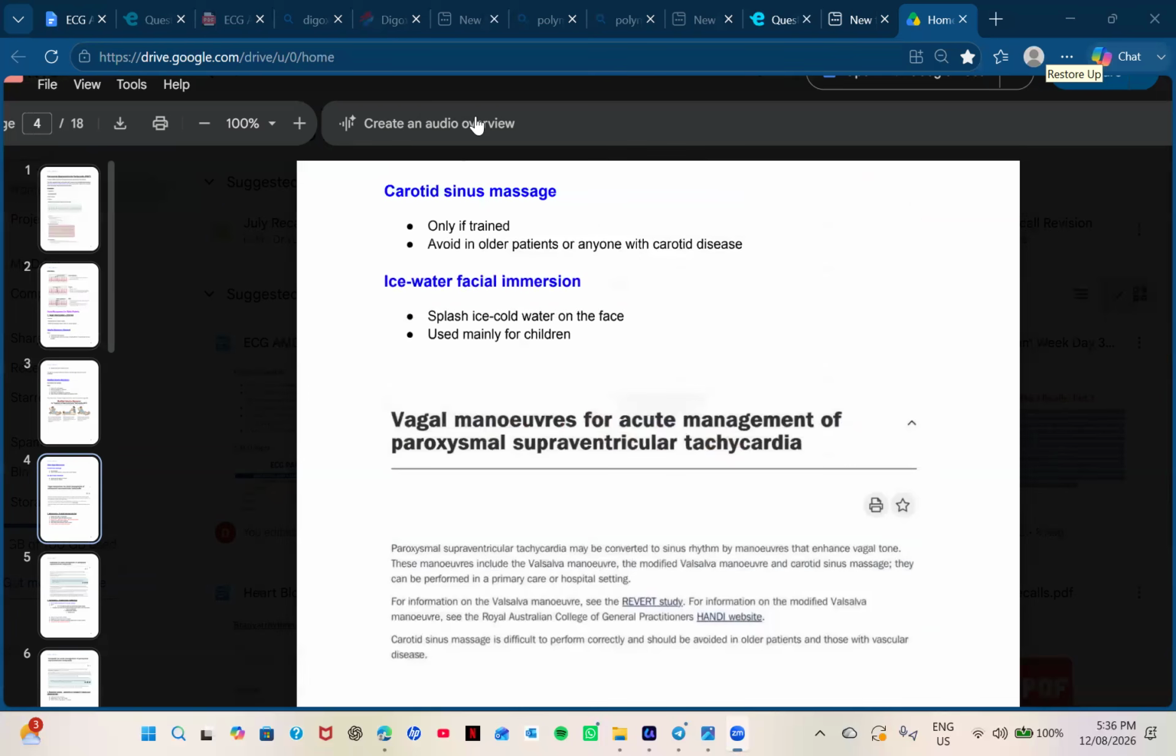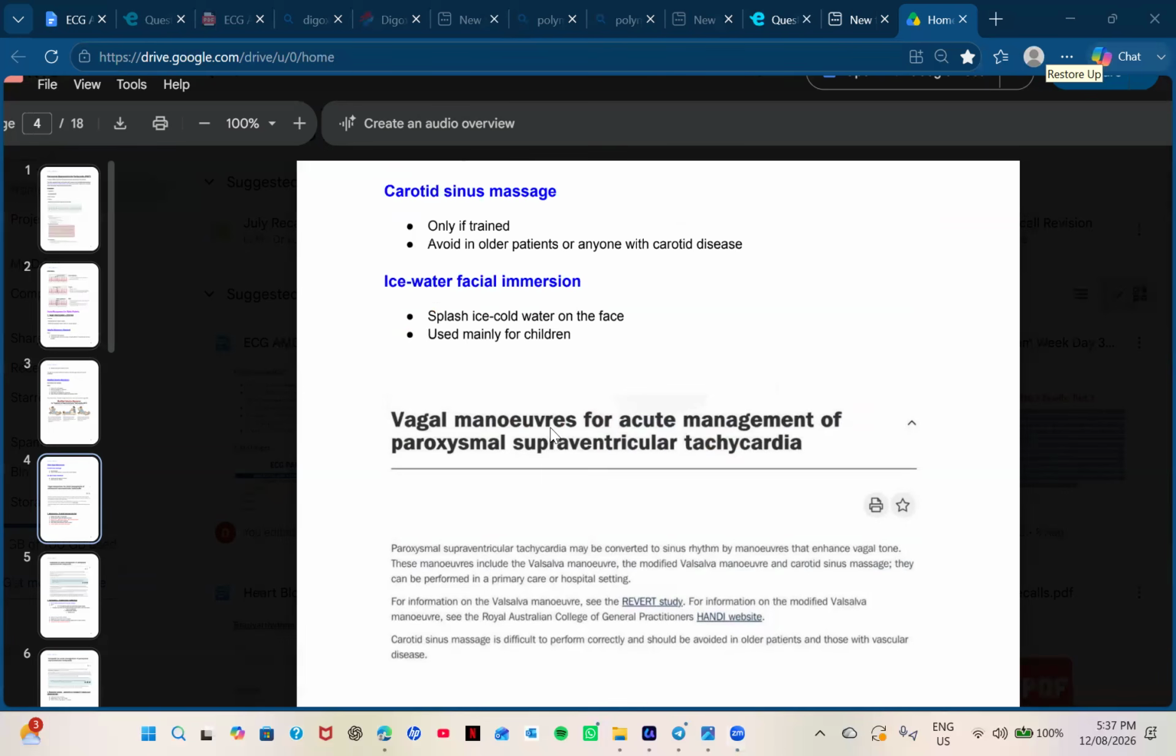If the Valsalva maneuver fails, what do you need to do? Okay, there's a patient with SVT, they have already tried the Valsalva maneuver and it has not worked, and the patient is an asthmatic patient. What can you do as the next thing? Valsalva failed, what can you do?